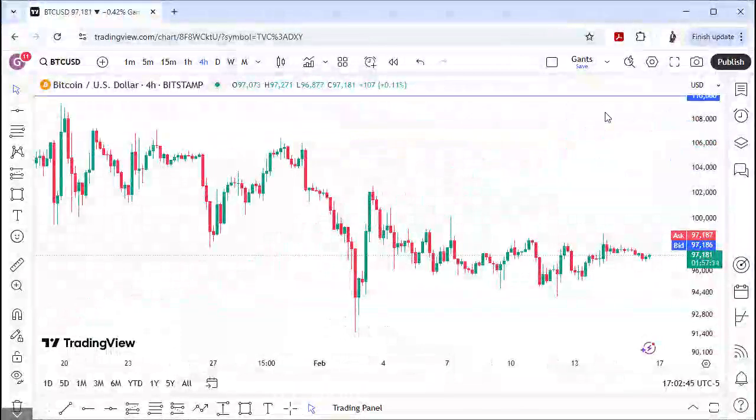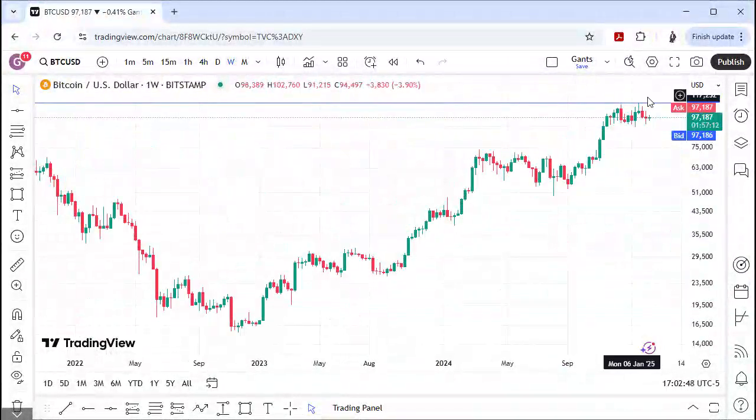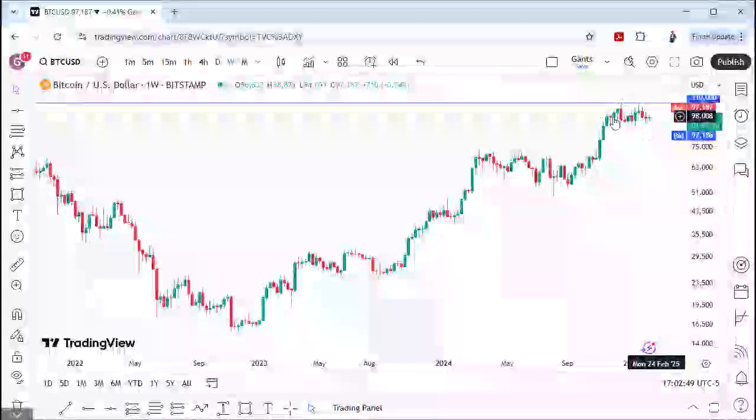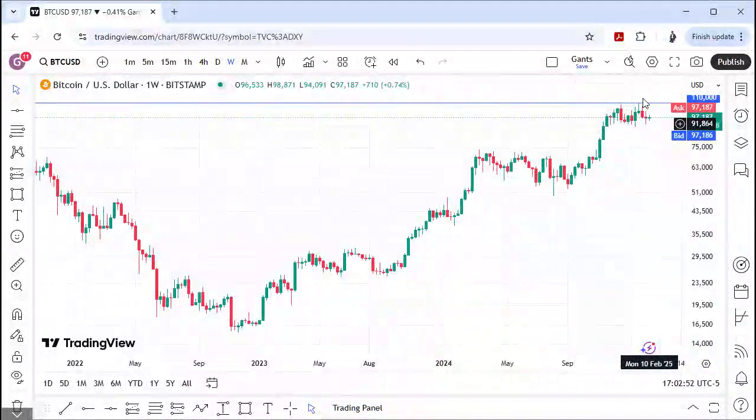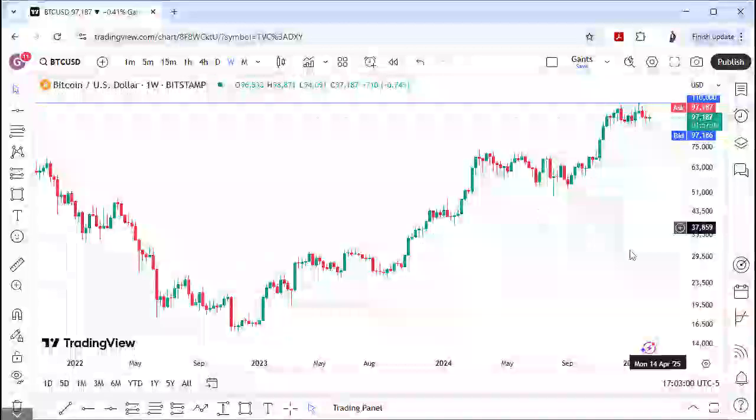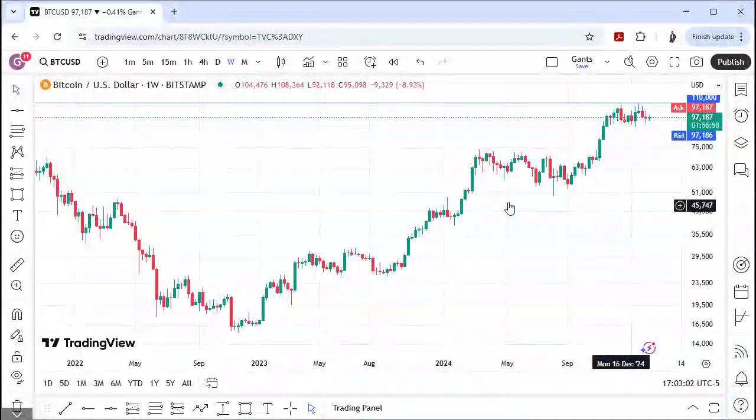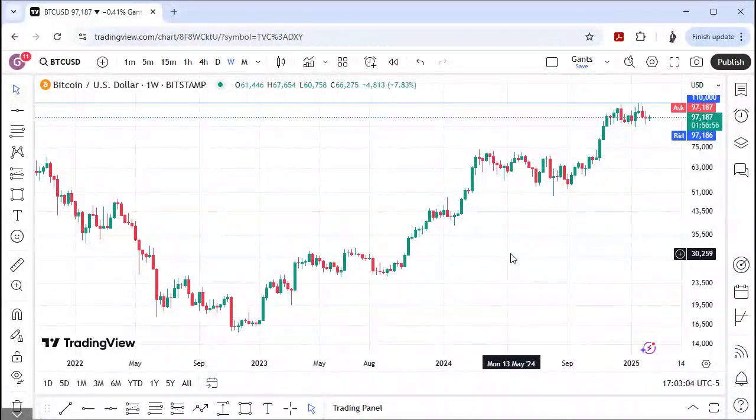BTC weekly time frame has been consolidating here, building more orders, building sentiment. The next push is going to go higher, and then we'll see if we're going to hit the 120 price level for BTC. So that's your analysis for this week.